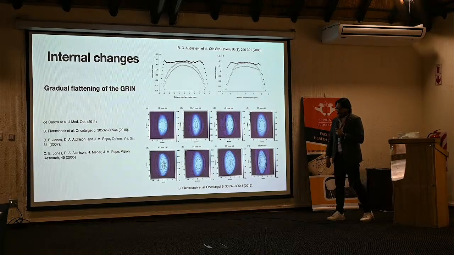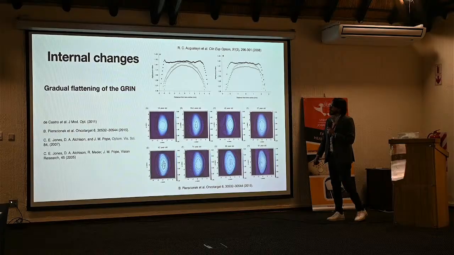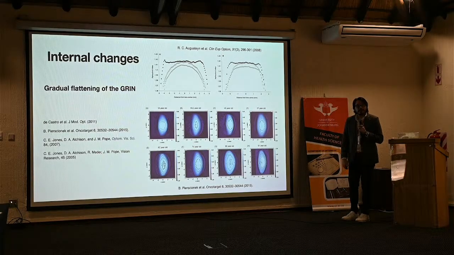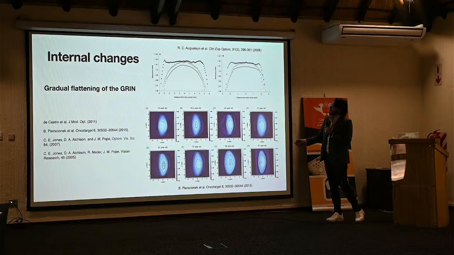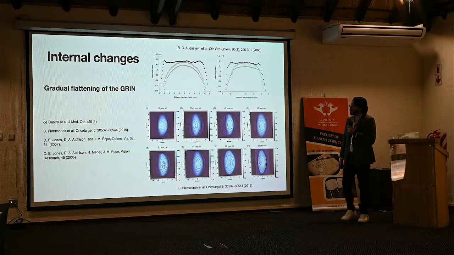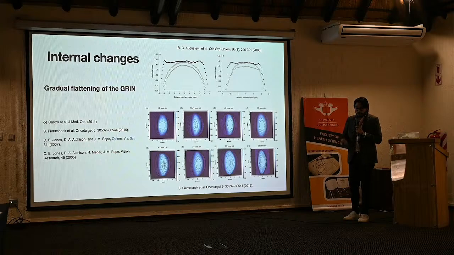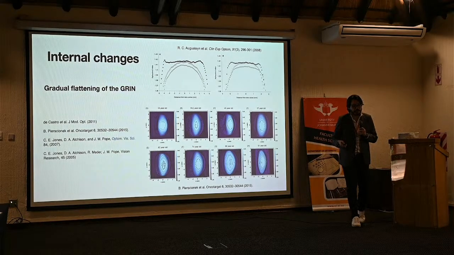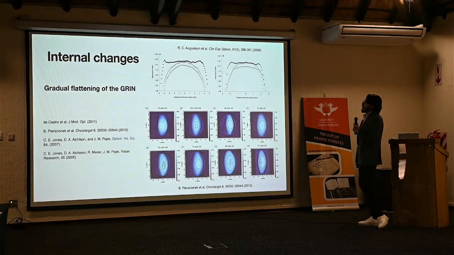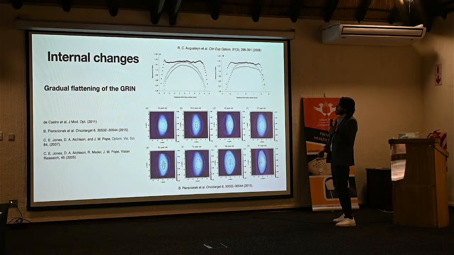Something that has been measured many times in many studies is the gradual flattening of the GRIN, another way to explain the lens paradox. The GRIN gets flatter with age, so the gain in refractive power when the lens grows and increases its curvature is then balanced by the flattening.